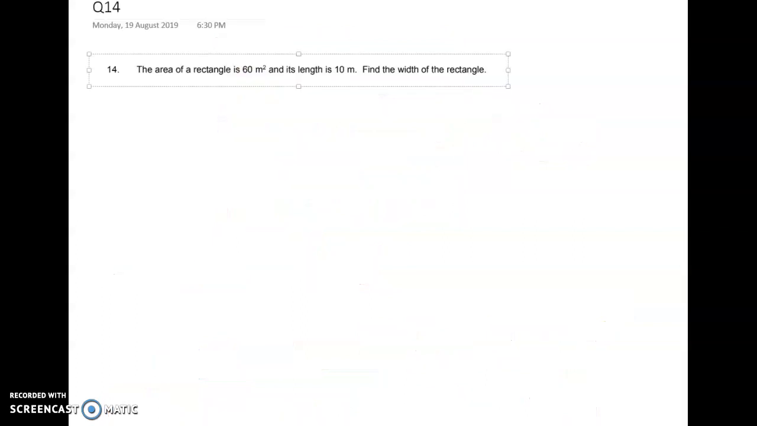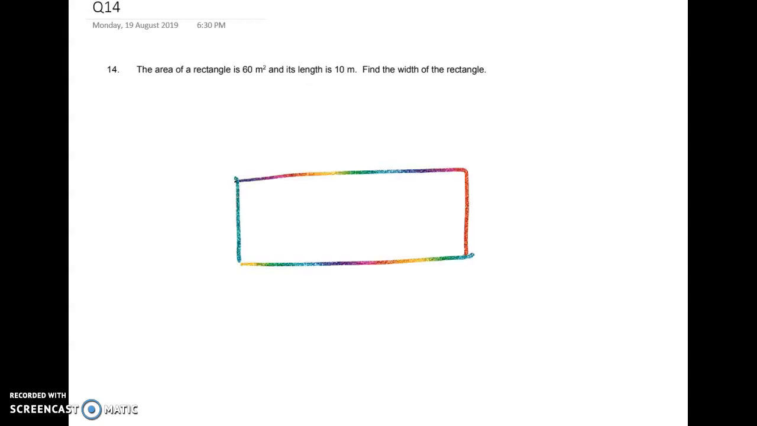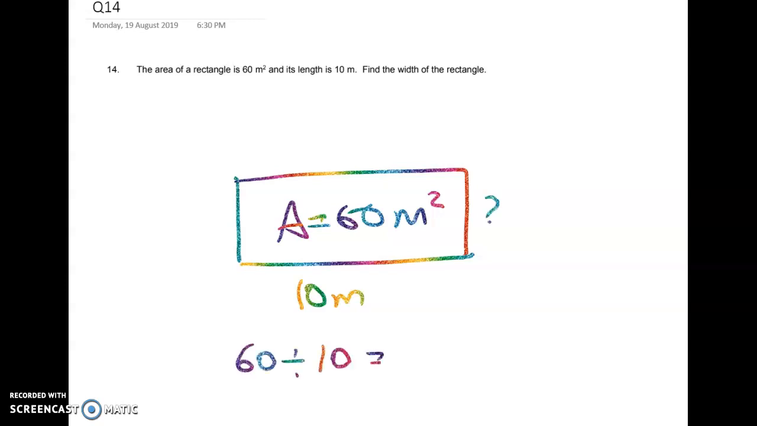Right, number 14, the area of a rectangle is 60 meters squared and the length is 10 meters. Always good to draw a quick diagram. So the area is 60 meters squared, and we know that one of the sides is 10 meters. So what's the other one? 60 divided by 10 is equal to 6 meters, and that's the width.